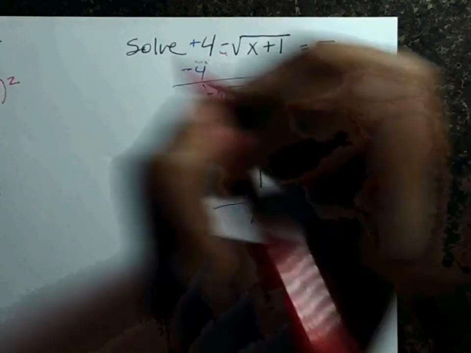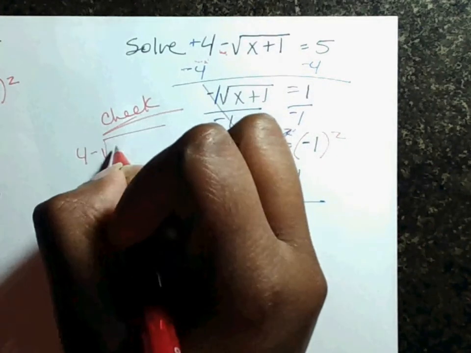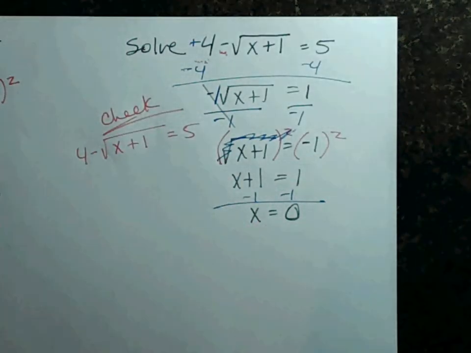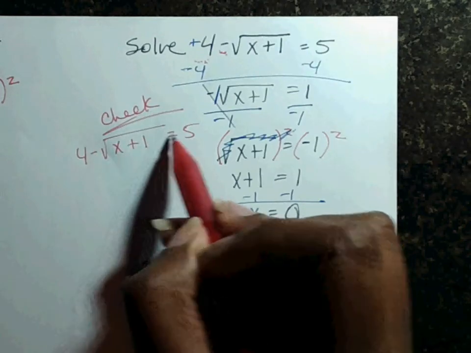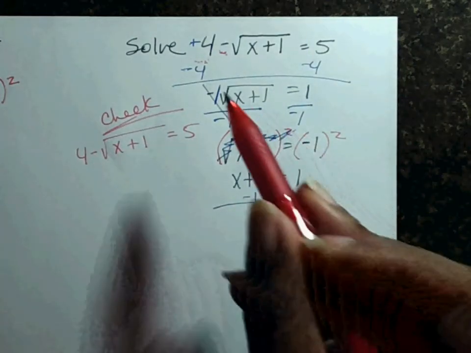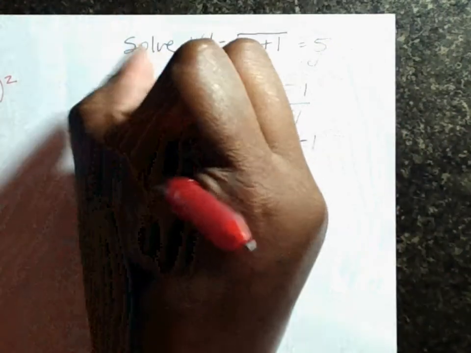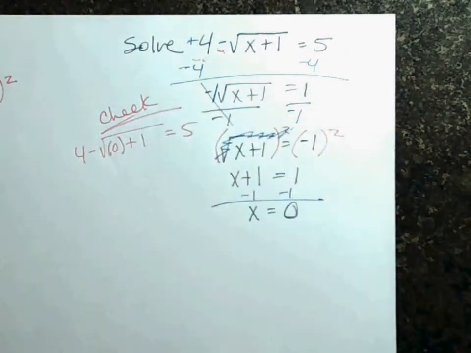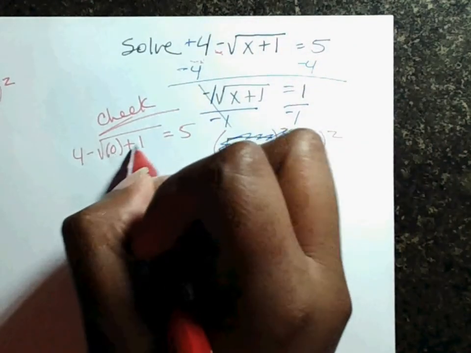Here we go. Checking myself. 4 minus the square root of x plus 1 equals 5. Again, be careful what you put under your radical. It's so easy to just start writing everything under your radical. Alright, so instead of x, I think it's 0. So I'm going to erase my x. Instead of x, I'm going to write 0. Let's do it. 0 plus 1.